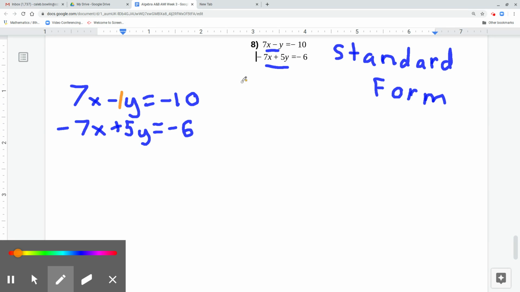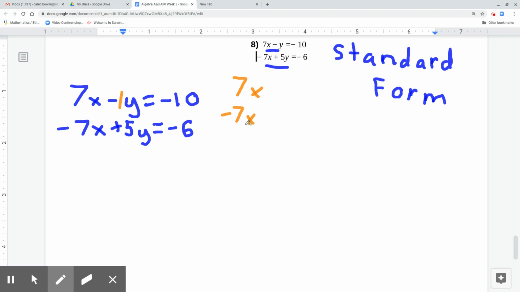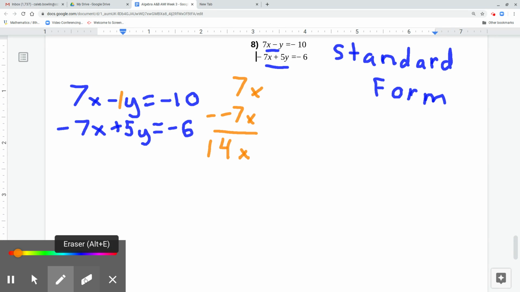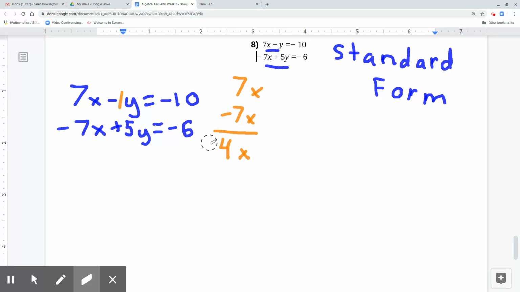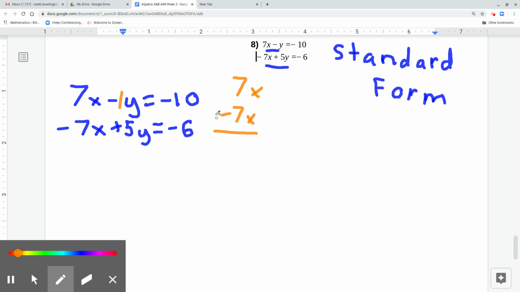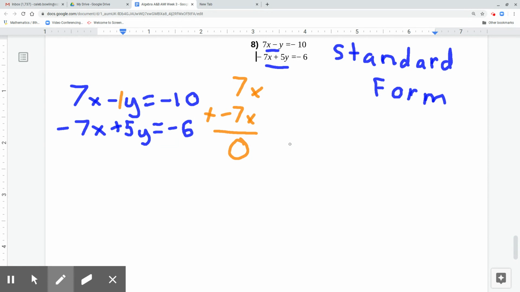So let's think about what math operation we would use to make 7x and negative 7x become 0. Would I get 0 from subtracting negative 7 from 7? If I subtract, that's going to give me 14x, because subtracting a negative makes a positive. But if instead I were to add these two numbers, 7 plus negative 7, that would give me 0. And that's what I'm looking for because I'm trying to get rid of the x variable.